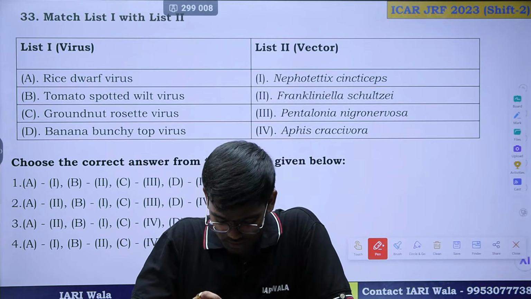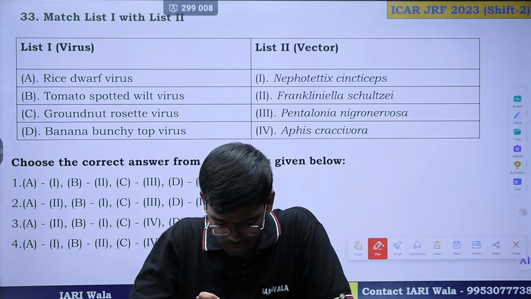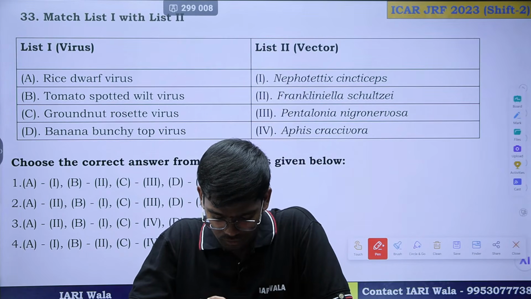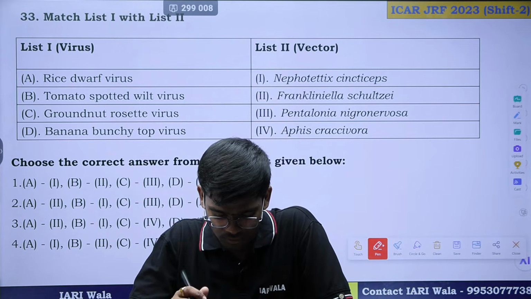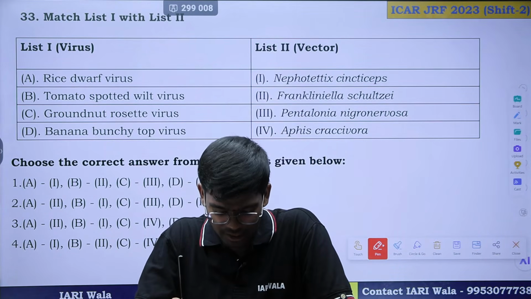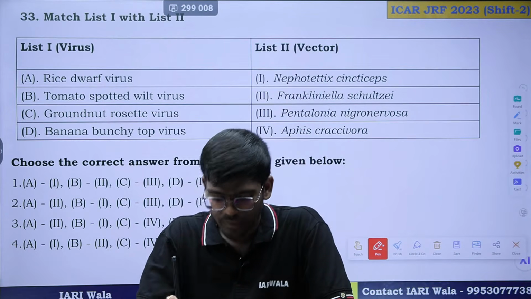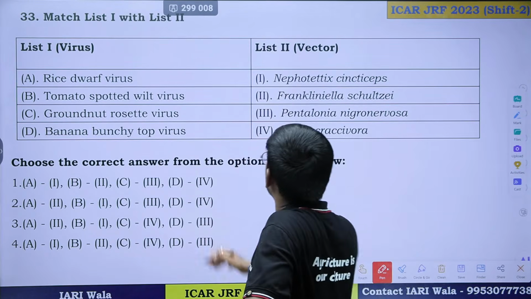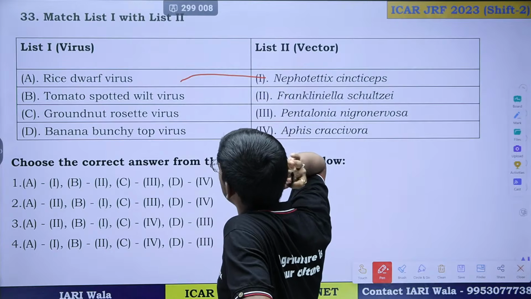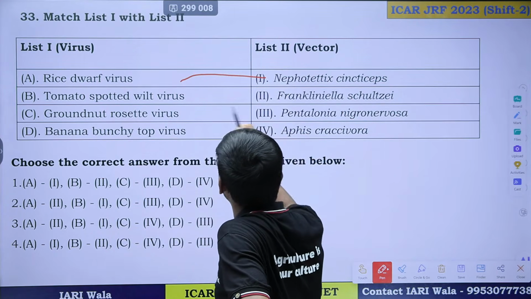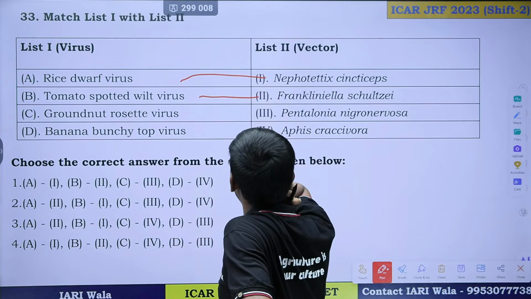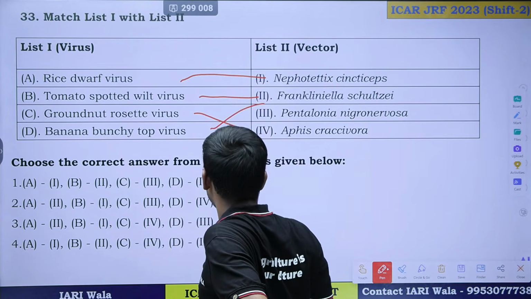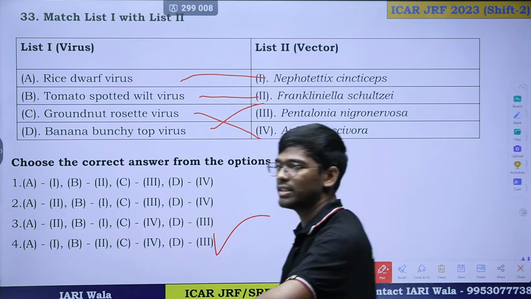All of you know this. Neil Patel, Mahendra, Anshul Gupta kept 4. Let's check whether it's 4 or not. Rice dwarf virus, Nephotettix cincticeps; tomato spotted wilt virus, thrips, Frankliniella schultzei; groundnut rosette virus, Aphis craccivora; banana bunchy top, Pentalonia nigronervosa. So the option is 4. Yes, it's correct.